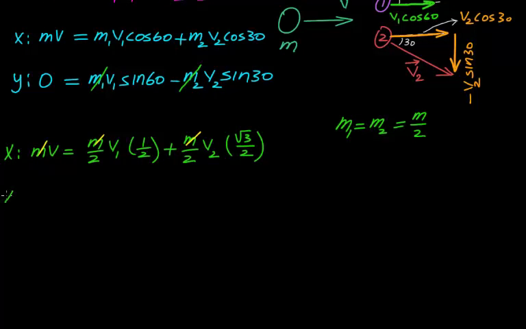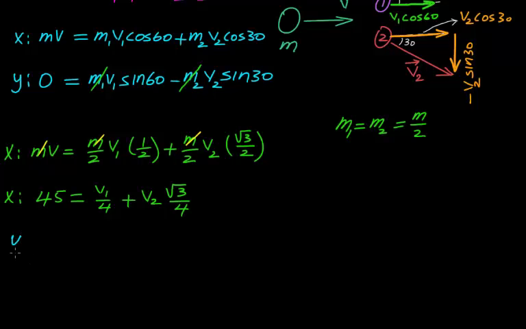Therefore, the X component, the v is 45, equals 1/2 times 1/2, that's a quarter, v1 over 4, plus, what do I have here? Square root of 3 over 2 times half. That's v2 square root of 3 over 4.